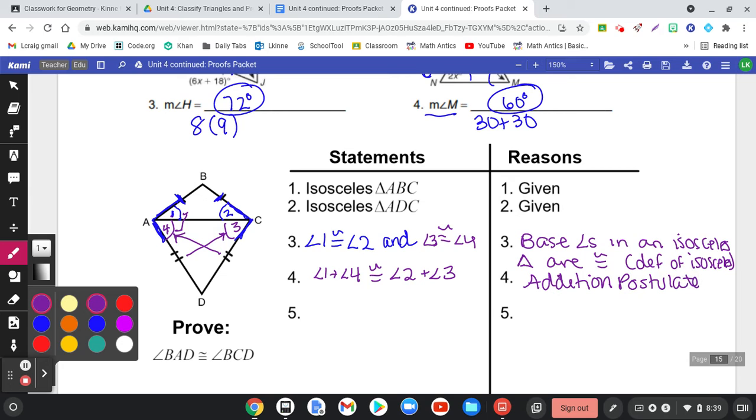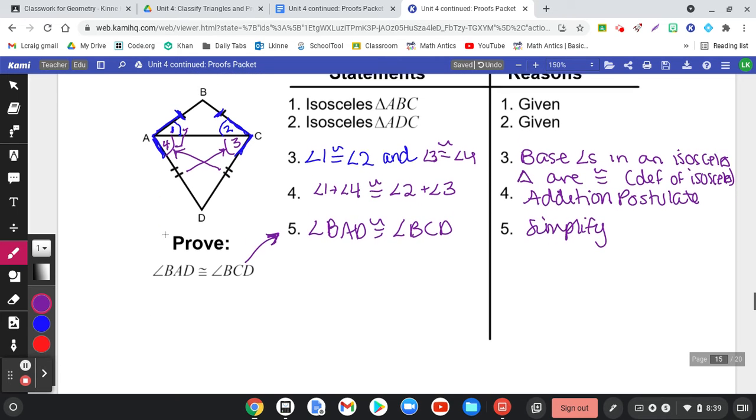And what you're left with are those full angles. So there's your last statement. Angle BAD is congruent to angle BCD by simplifying. And that's it. Nice quick proof.